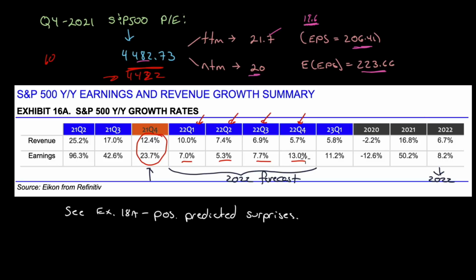So do we need a potentially lower multiple on the index? Well, we do have one now. We've gone from, I think, 23 and change down to 21, and the forward has gone down to 20. So we've knocked 2 multiples off the index. Do we need to knock more?